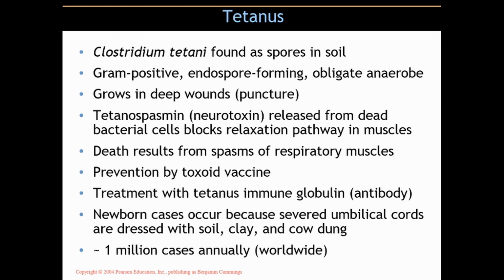It's prevented by the toxoid vaccine. We've developed a vaccine that is like tetanospasmin, but not the same thing, but it's close enough that we'll develop antibodies against the toxoid, which will also be effective antibodies against the actual toxin of tetanospasmin. And that's the prevention.